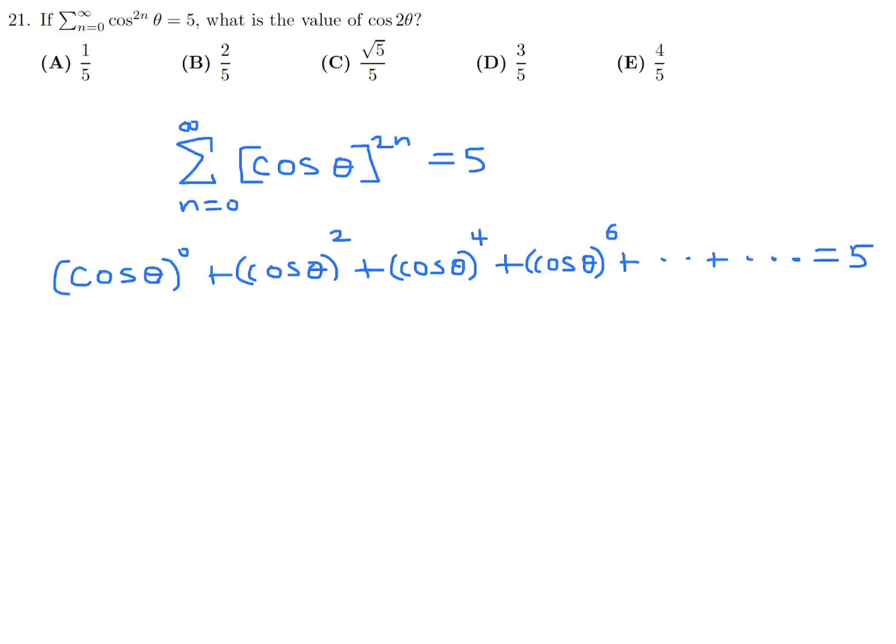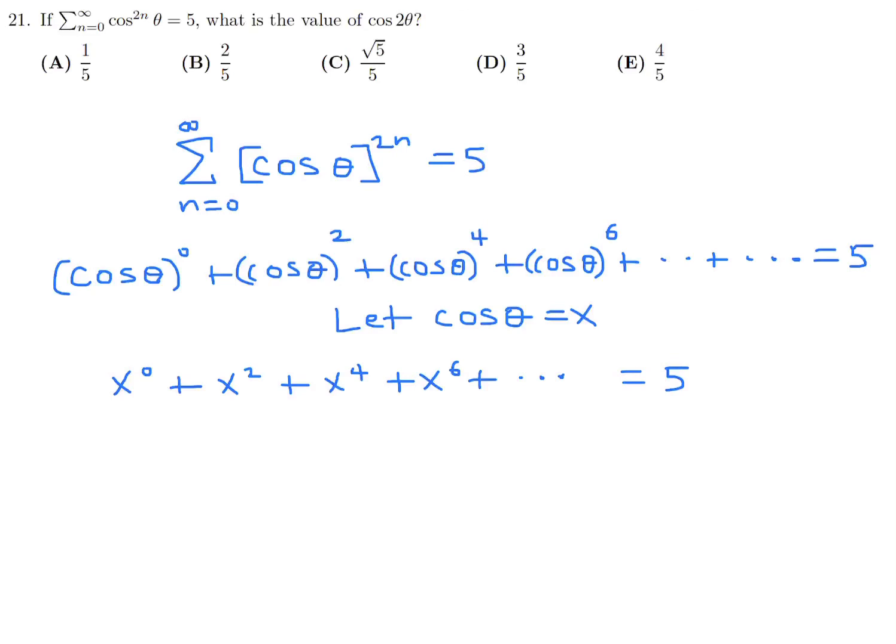All right, so the first thing I'm going to do is, instead of working with cos thetas all the time, let me just let cos theta equal x. And that will just simplify it a little bit. So this becomes x to the 0 plus x squared plus x to the 4th plus x to the 6th, and so on, all the way to forever, and that equals 5.